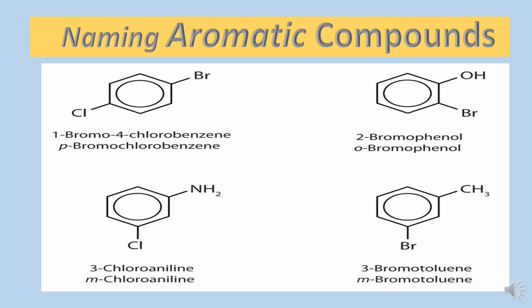For example, in the second case the hydroxy group is the principal functional group, and in the third case the amino group is the principal functional group. The numbering will start from that carbon. Hence the name of the second compound is 2-bromophenol, the third one is 3-chloroaniline, and the fourth one has 2 substituents, methyl and bromine. Alphabetically bromine will be given preference, or if we consider this compound as a derivative of toluene, then the name will be 3-bromotoluene.